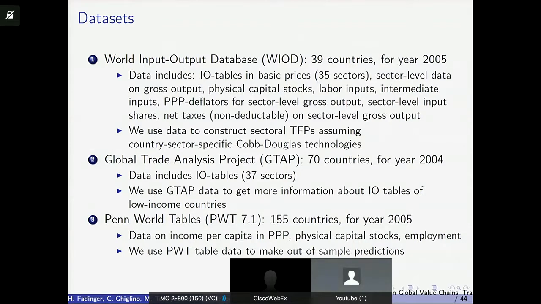What is convenient about this World Input-Output Database is that the authors have also collected purchasing power parity deflators at the sector level for gross output. These are going to be the deflators that will enter in future versions of the Penn World Tables. So these deflators can be used basically to construct PPP-based total factor productivity at the sector level for these 39 countries.